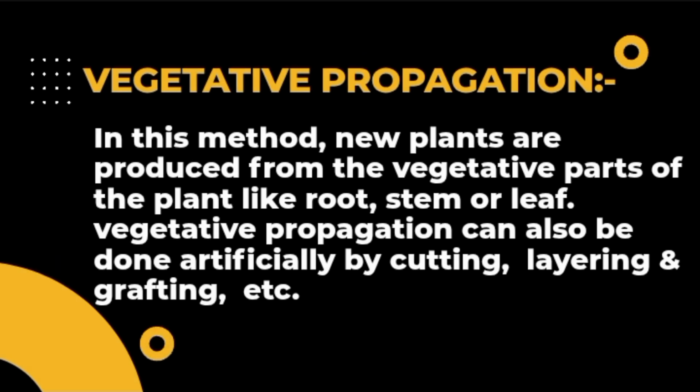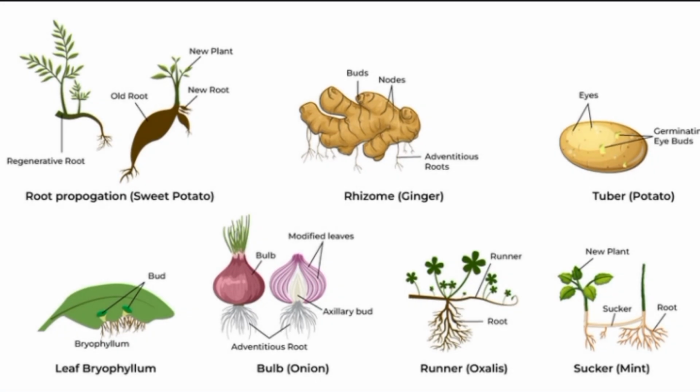And the next one is vegetative propagation. So in this method, new plants are produced from the vegetative parts of the plant like root, stem or leaf. Vegetative propagation can also be done artificially by cutting, layering and grafting, etc. So here you can see the vegetative propagation by different methods, that is root propagation, stem propagation, that is nothing but rhizome, and the next one is tuber, leaf, bryophyllum, bulb, onion, runners, suckers, etc.